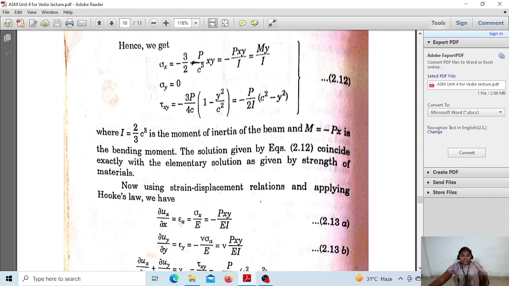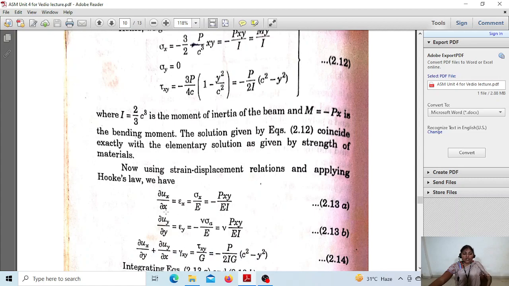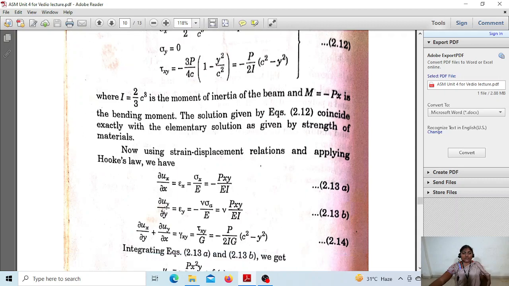Again we know the relation that epsilon x is equal to sigma x by E. From here we know that sigma x is equal to minus pxy by I, so epsilon x is minus pxy by EI. Now if you want to know ux, definitely we will integrate it and we will get ux.